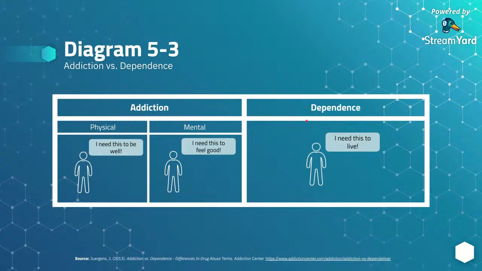Dependence, by comparison, is an over-reliance on a substance for maintenance of life. For example, if you use social media and someone were to take it away from you, if you were dependent, you would really complain. You would feel anxious and tense every day if you couldn't use social media.